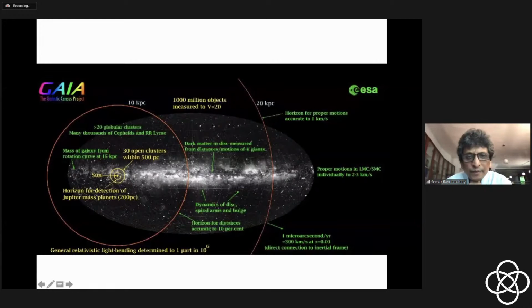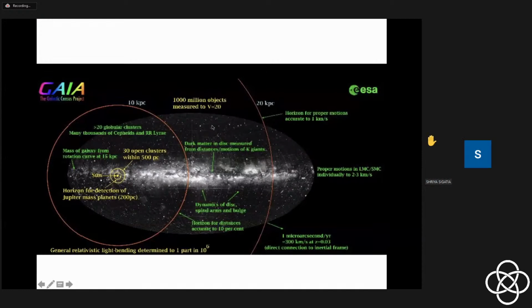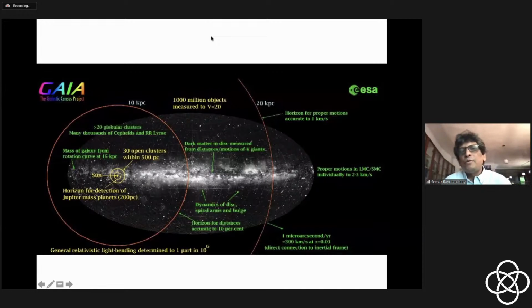Okay. Right. Let's go to Shreya Sigatia. Good afternoon, sir. Sir, I was asking whether this collision of galaxies can be regarded as a consequence of the expansion of the universe, the fact that the universe is expanding. We have studied that. So, can it be regarded as a consequence of that? Just the opposite. No, absolutely not.